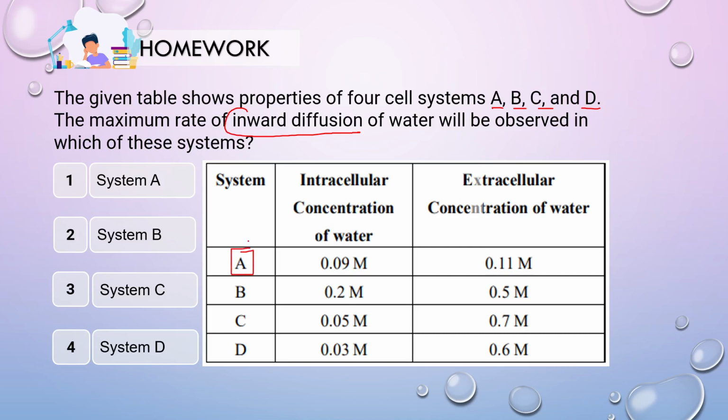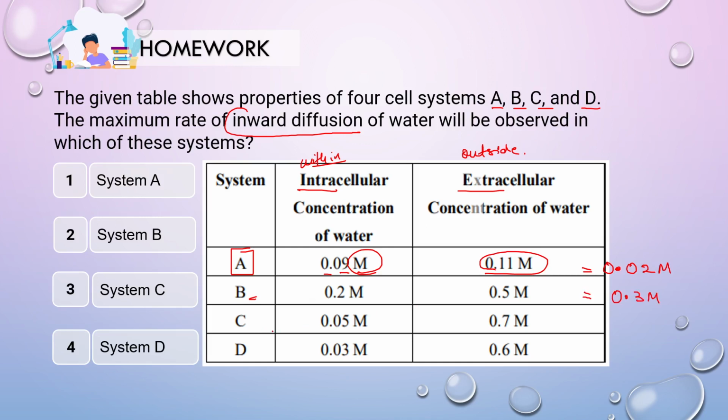So we have the first system, system A, having an intracellular concentration. Intra means within. So it is the within-the-cell concentration of water, that is 0.09 moles, right? Next is extracellular, which means outside the cell. So outside the cell, the concentration is 0.01. The difference is 0.02 moles, right? So this is the difference. The next system is B, where the difference will be 0.3 m.